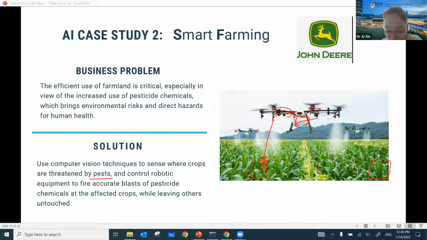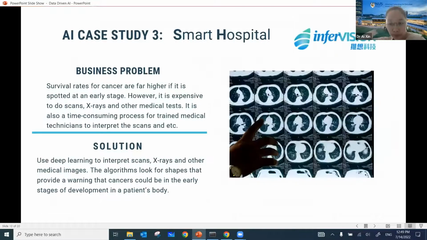So each time they sense an image, they send the image into the model. The model can tell whether this part is affected by pests or not. If it is, then we blast, otherwise we don't. So that's how we use computer vision techniques in farming.